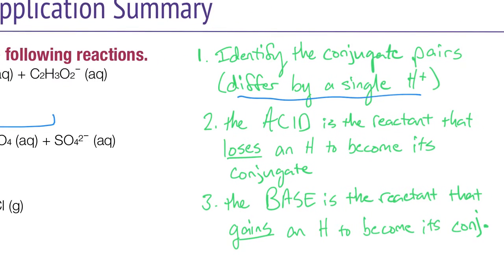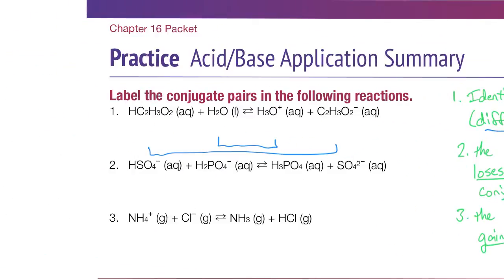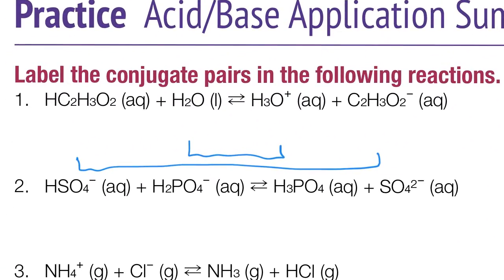All right, then we're going to have to focus in on one pair at a time and figure out if the reactant is an acid or a base, and then we'll be able to label everything else pretty easily after that. So the acid is going to be one of the reactants, and you're going to look at what happens to it by the time it gets over to become its conjugate. So the acid is the reactant that will lose an H by the time it becomes its conjugate. The base is going to be the reactant that gains an H by the time it gets over on the other side.